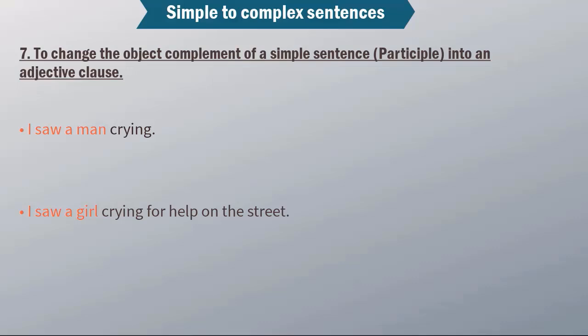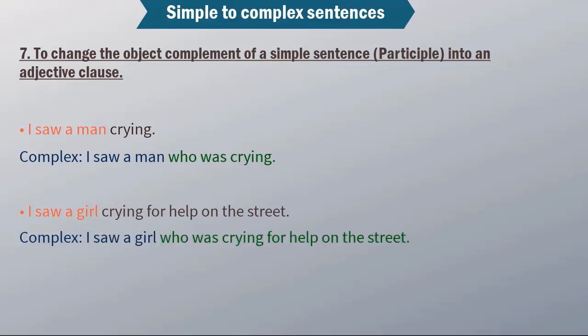So crying in the first example is a present participle working as an adjective. And in the second example, crying for help on the street is a present participle phrase working as an adjective. It's an object complement, right? So we'll change these two things into adjective clauses. First example, I saw a man crying. I saw a man who was crying. Make sense? Yes, it does.